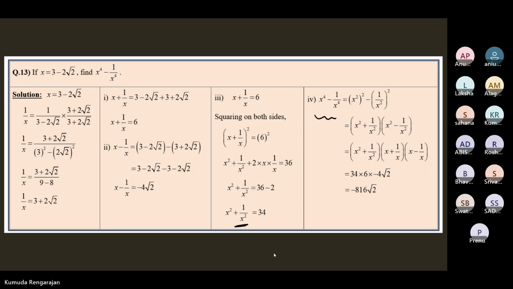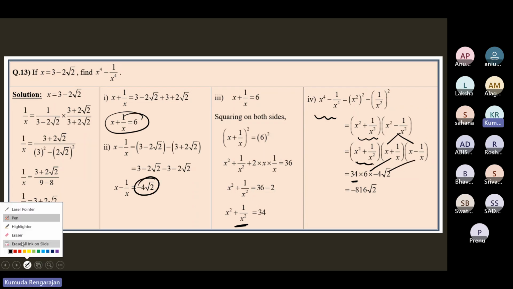Yeah, children. So, yeah, you found the value of x square plus 1 by x square. Now you can do it like this also. X square minus 1 by x square is x plus 1 by x into x minus 1 by x. So the value of this one is 34. X plus 1 by x is out here, 6. And x minus 1 by x is here, minus 4 root 2. It's minus 8 root 2.